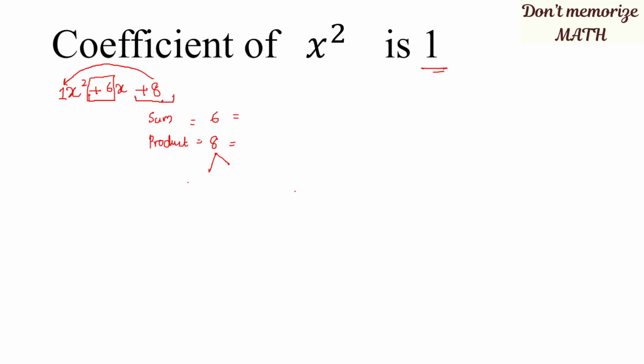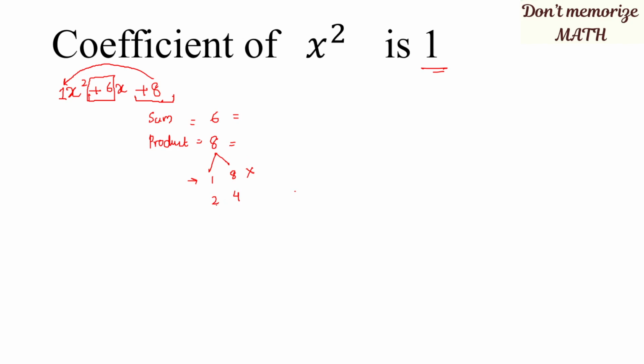How can we split 8? 1 times 8 is 8, right? If 1 plus 8 is 6, can we get 6 from 1 and 8? No. So this is not the perfect pair. So second, how can we split 8? 8 will be 2 times 4. 2 times 4 is 8.